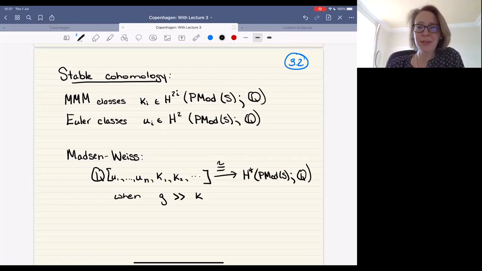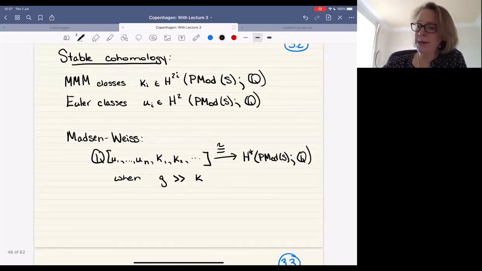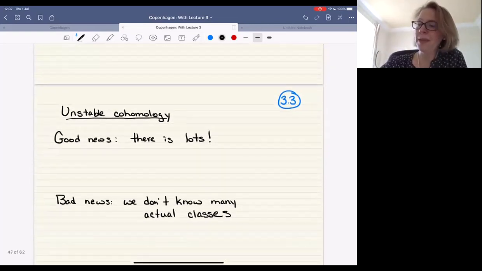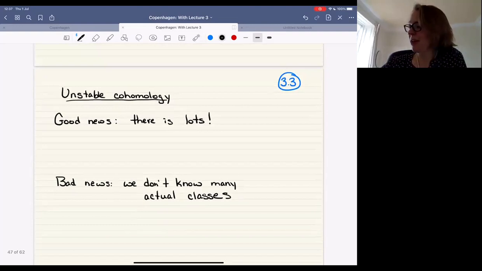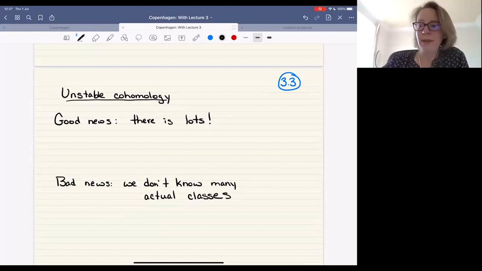So Soren has been telling us about this, and I'll refer you to him if you want to hear more. We've already heard quite a bit about that. So the point is, we have a pretty good understanding of what's going on, but in the unstable case, we don't know as much. Okay, so the good news for us is that there's lots, as I've said here.